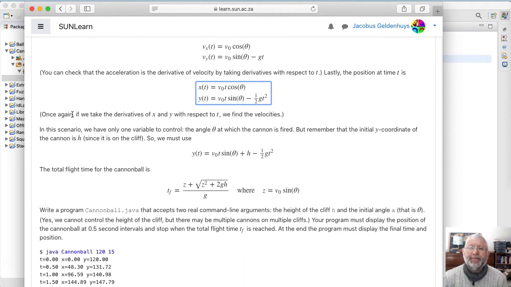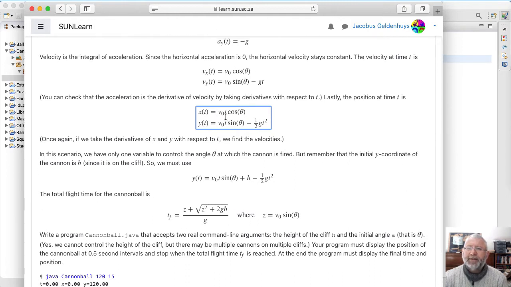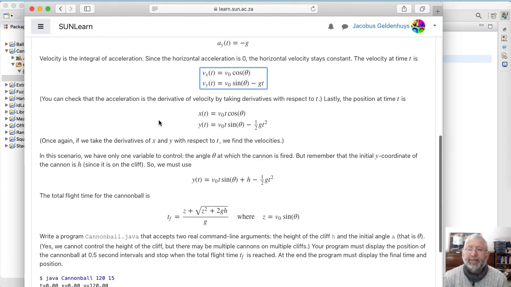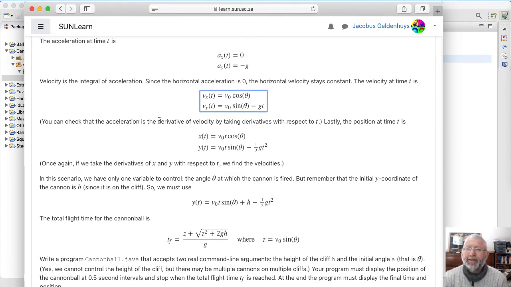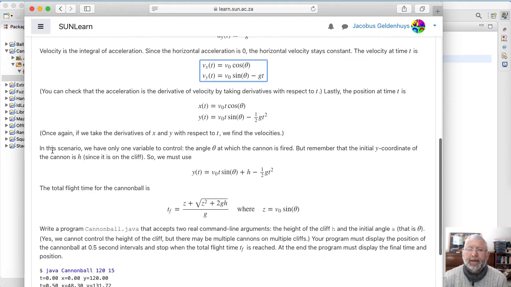Okay, right, let's see. Once again, if we take the derivatives of x and y with respect to t, we find the velocities. Yes. So if you ignore the cosine theta for the moment, if we integrate this, we get back to that. Sorry, differentiate this, we get back to that. Oh man, I'm making a mess of this. Does it matter? Do I need to understand it? Well, let's see. Maybe I do.